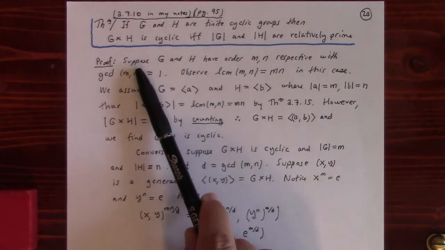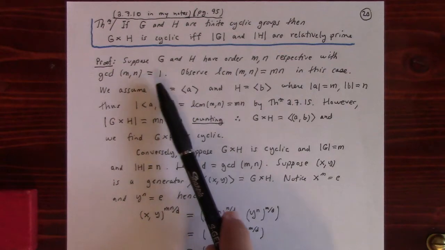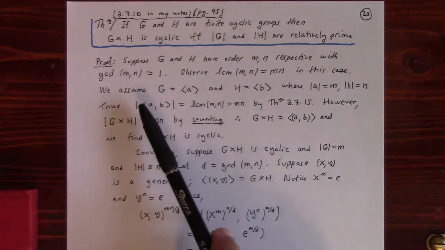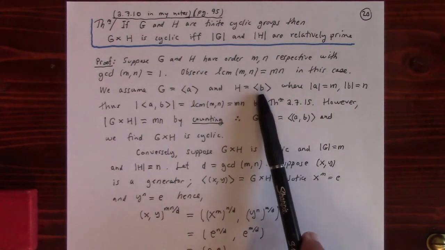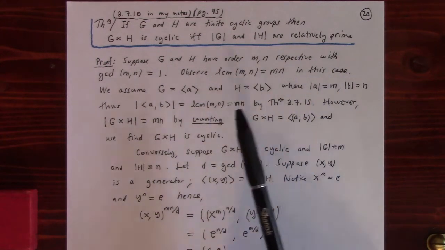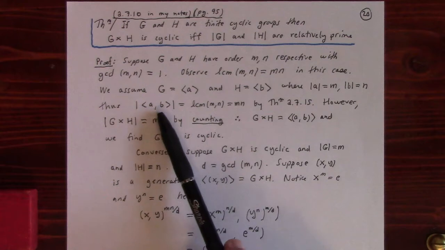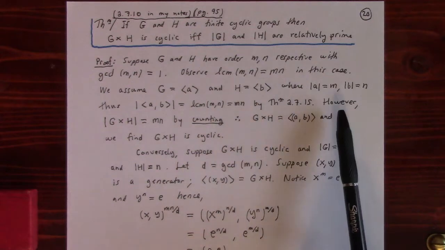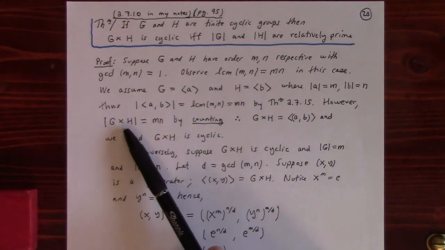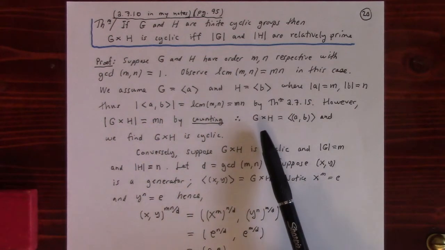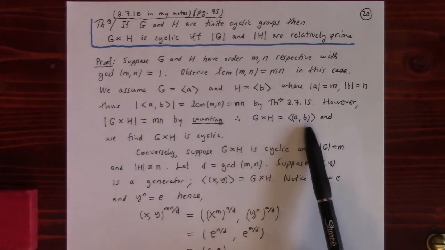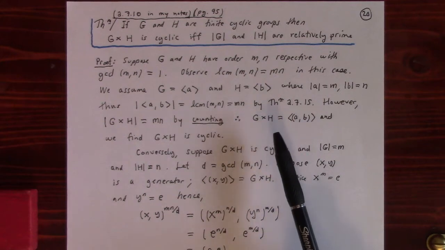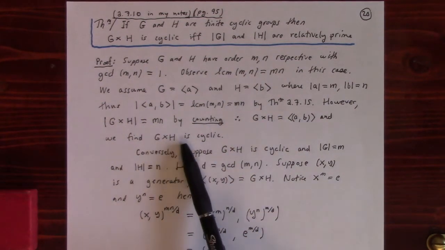So here's the proof. Suppose G and H have order m and n respectively that are relatively prime. Observe that the least common multiple in that case is just the product mn. Assume G is generated by a and H is generated by b, where the order of a is m and the order of b is n. Then the order of the pair (a, b) is the least common multiple of m and n, which is mn. However, also just by counting, the size of the direct product of G and H is mn. So (a, b) serves as a generator, because the subgroup generated by it is as big as the group, which means it covers everything. We find, of course, that G cross H is cyclic.